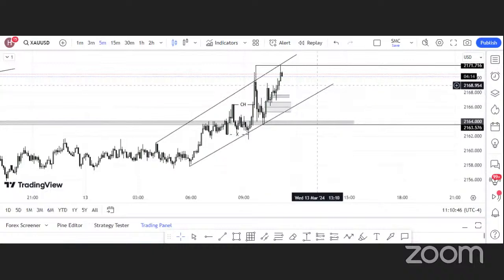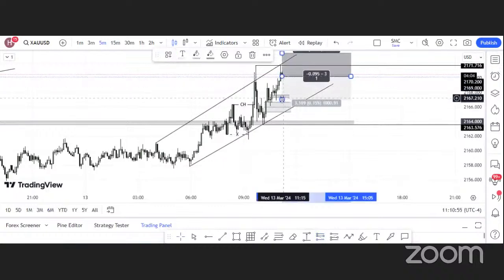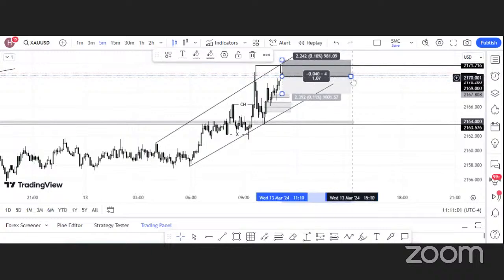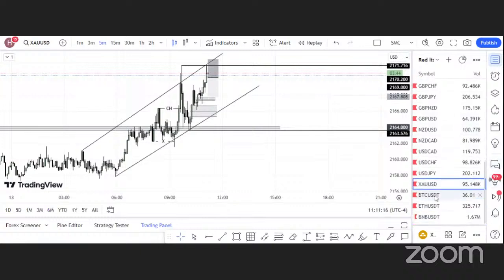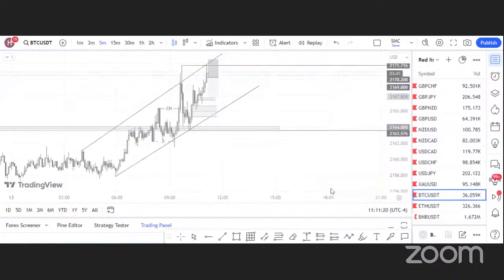Okay, so now that XAUUSD hasn't given us the confirmation to either buy or sell, I suggest we go and make analysis on other instruments, see if we can get an opportunity there. But don't worry, we'll always come back to this to see if any opportunity has created itself. All right, so let's go to the crypto instruments. Let's go to BTC USDT.